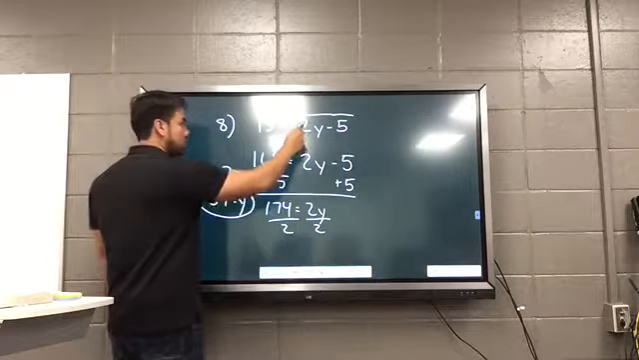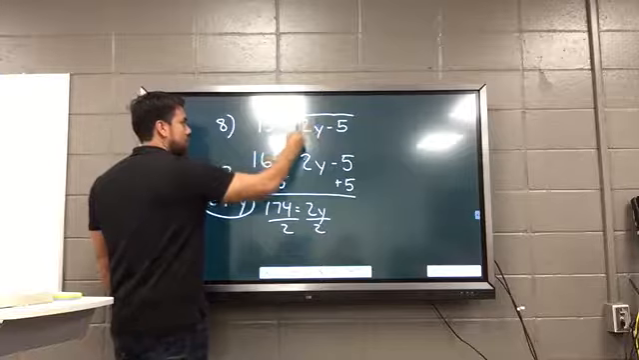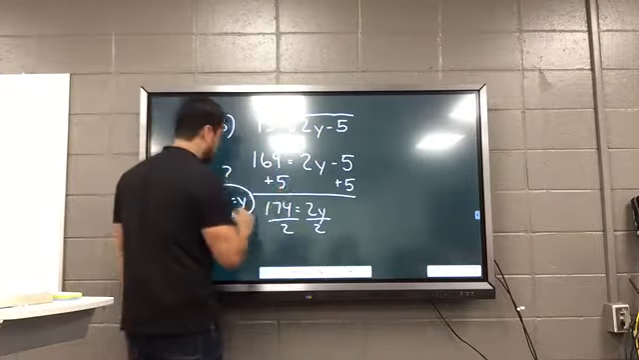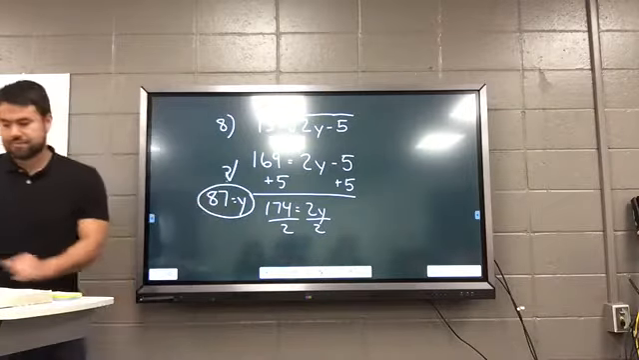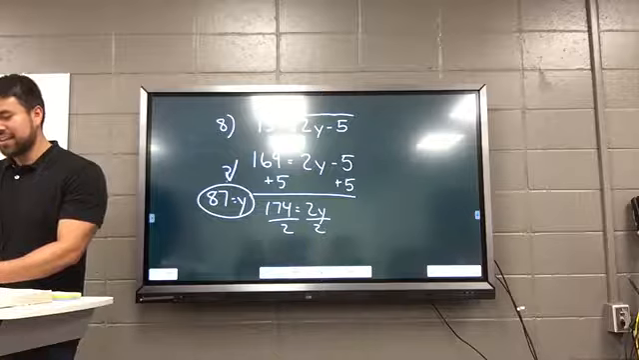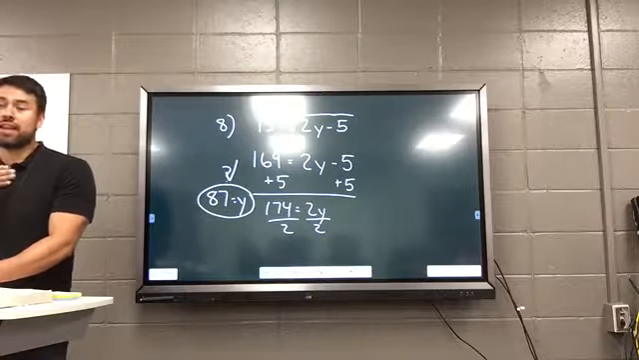Okay, what's 2 times 87? 174 minus 5? 169 square rooted? That has to be it. That checks. That was too easy. You guys got it too quickly. How many of you got that one, by the way?